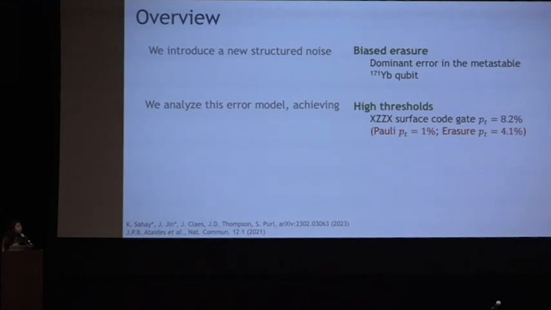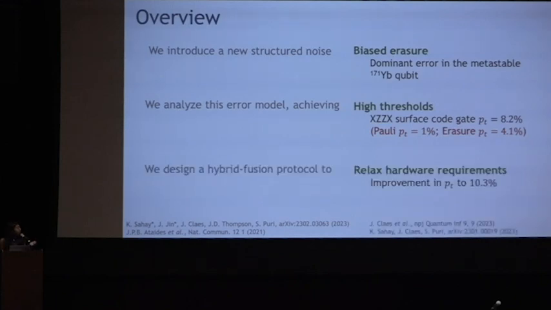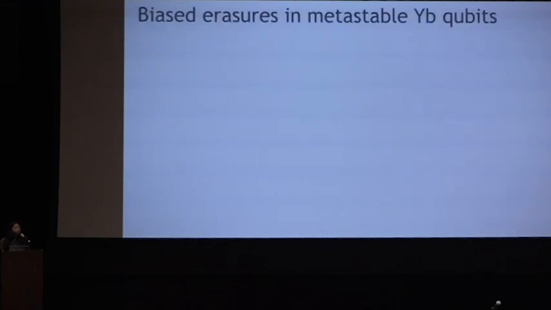We looked more closely at this error model and then derived a new kind of error correction protocol that we call hybrid fusion. This increased the threshold further to 10% and also reduced the qubit overhead we need for fault tolerance. So let's examine what biased erasure looks like in this qubit.